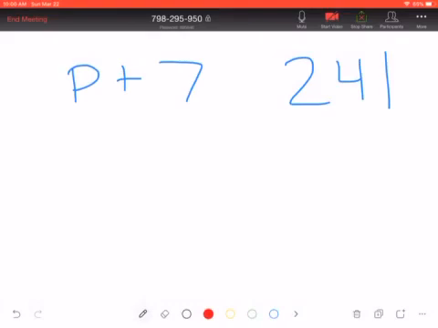So what we want is that the passengers plus the crew members is less than or equal to 241. Okay, that means we could have 234, 233, 232. We could have 1 passenger, right? Each of those would be okay to do that. So the passengers plus 7 would be less than or equal to the maximum capacity of the plane.